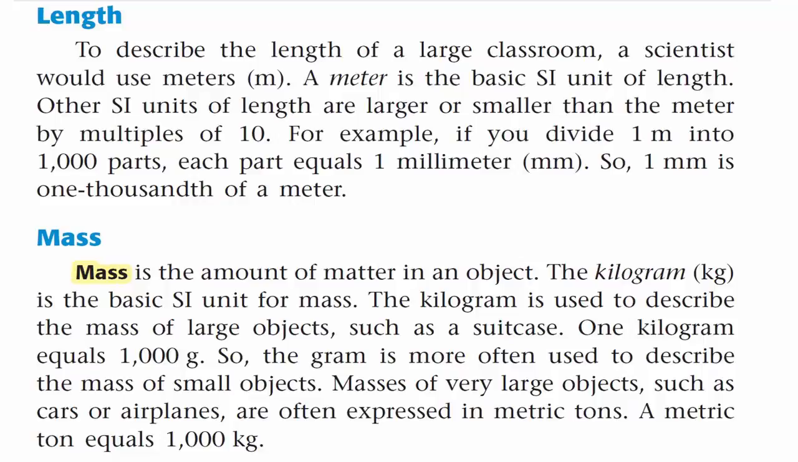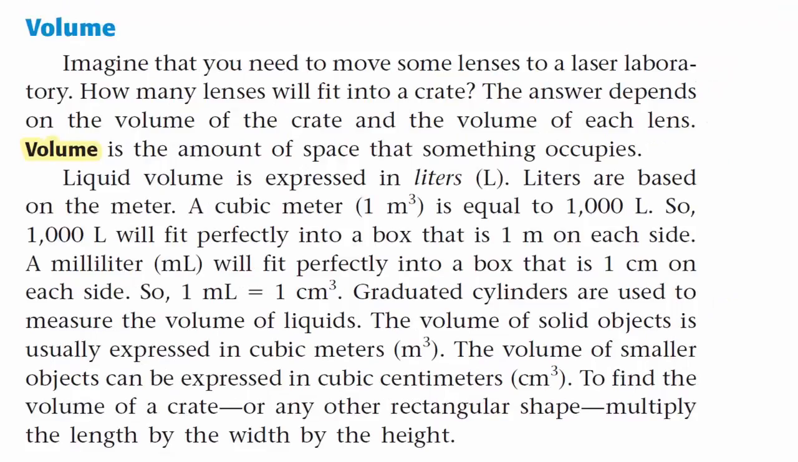Mass. Mass is the amount of matter in an object. The kilogram is the basic SI unit for mass. The kilogram is used to describe the mass of large objects, such as a suitcase. 1 kilogram equals 1,000 grams. So, the gram is more often used to describe the mass of small objects. Masses of very large objects, such as cars or airplanes, are often expressed in metric tons. A metric ton equals 1,000 kilograms.